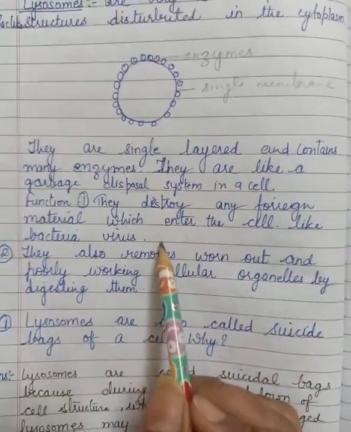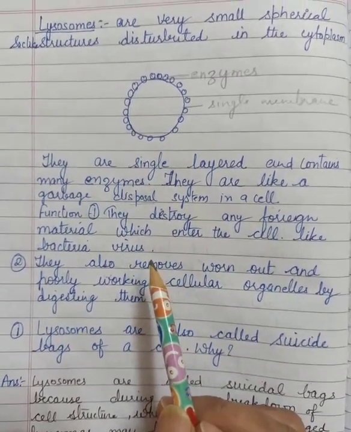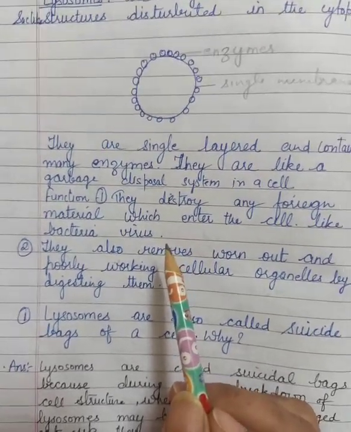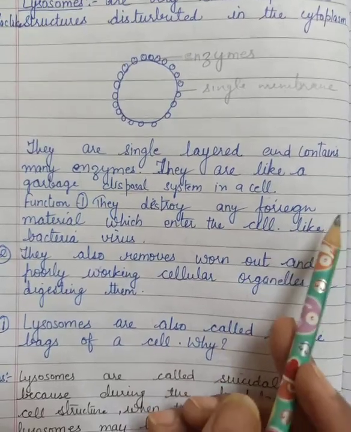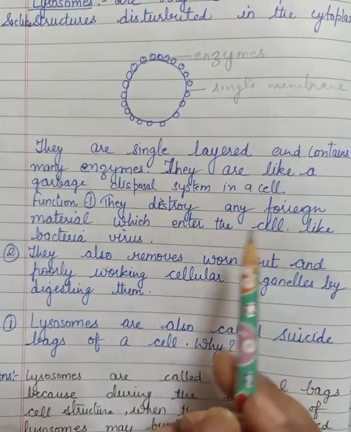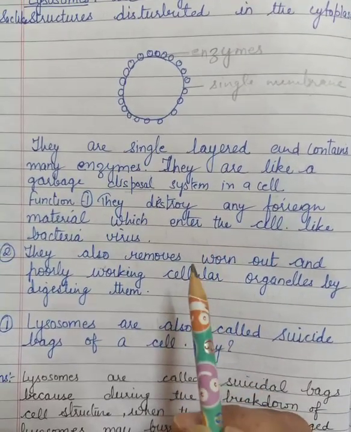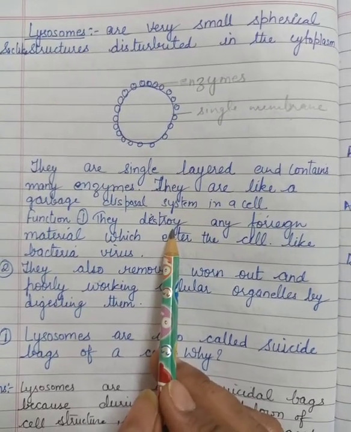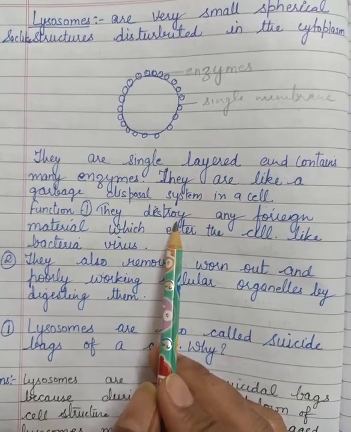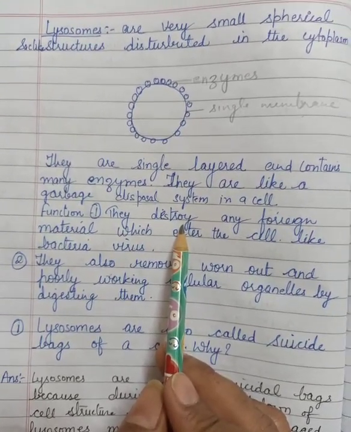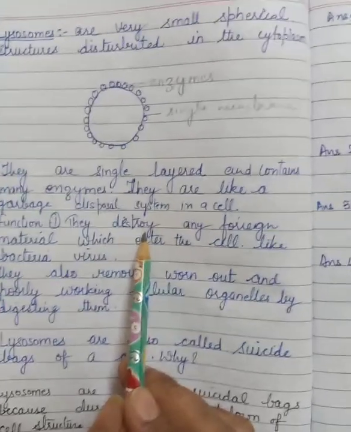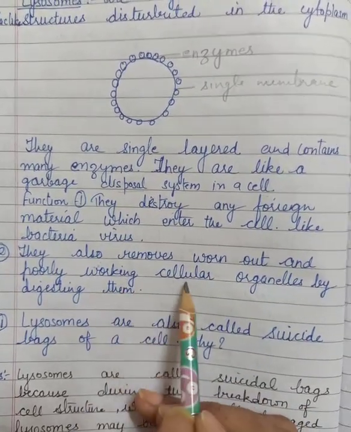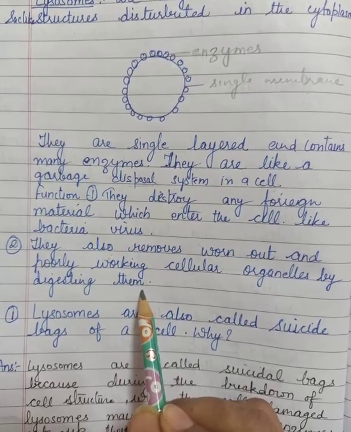Now what happens? Suppose something enters inside the cell, and that is a foreign particle. If it is coming from outside and the cell doesn't need that, we can call it a foreign particle. So if any foreign material enters inside the cell, like bacteria or virus, immediately the lysosomes destroy those foreign materials. They eat those foreign materials, so they will not harm the cell. Second thing is, they also remove the worn out and poorly working circular organelles by digesting them. What does it mean?